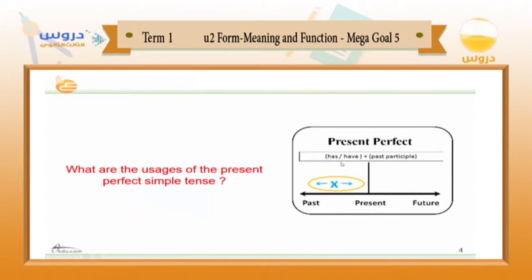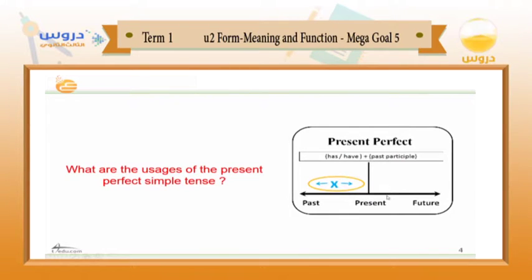Now what is the grammatical structure for the present perfect tense? The present perfect tense means has or have plus past participle, has or have plus verb 3. Past participle here means verb 3. For example, I have finished my homework. She has finished her homework. They have finished their homework. We have finished our homework. It has started. So here, the use of has and have depends on the pronoun or the subject.